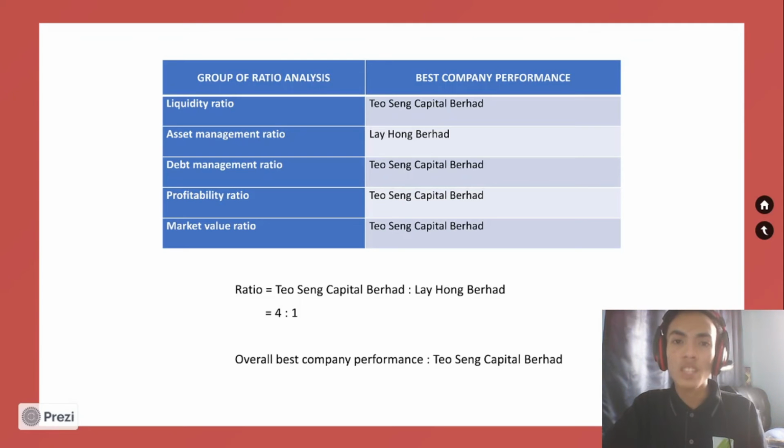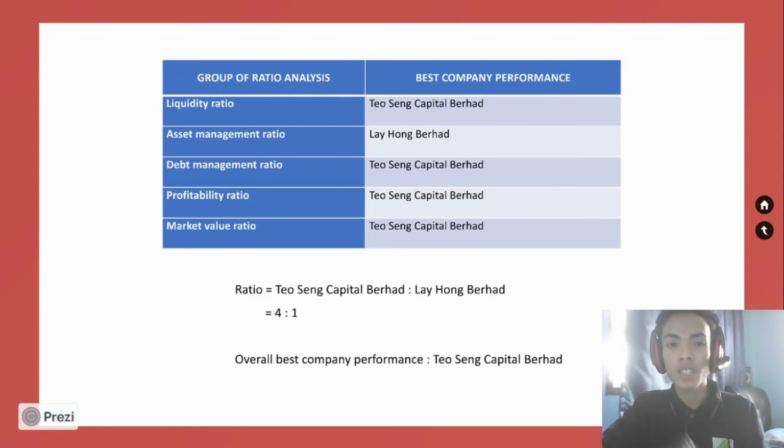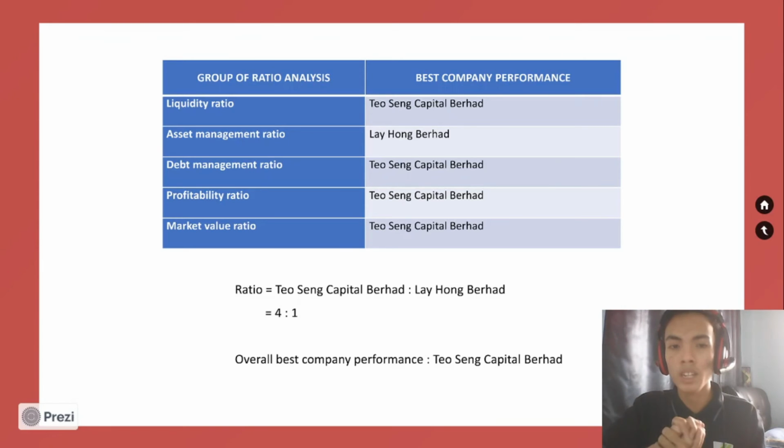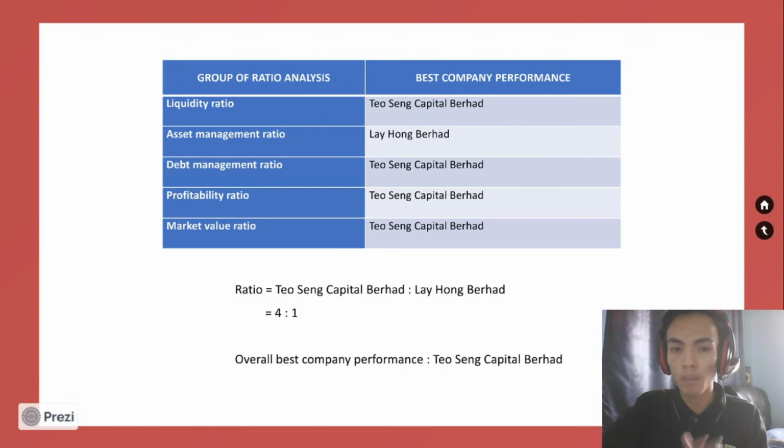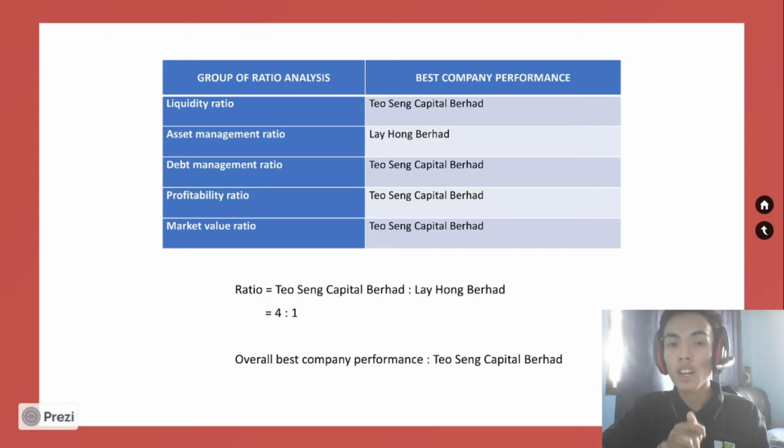From these five ratio sections, we can conclude that even though Lai Hong Berhad has been more efficient in the performance of the company, it does not give a big impact in return on profit to the company. Therefore, I will give the best performance from the overall ratio analysis to Teoseng Capital Berhad, with a ratio of 4:1 over Lai Hong Berhad.